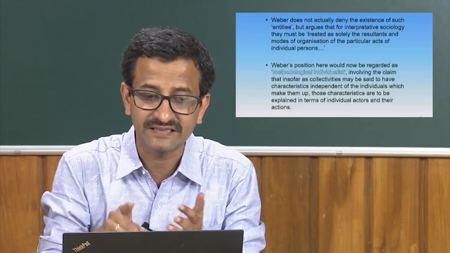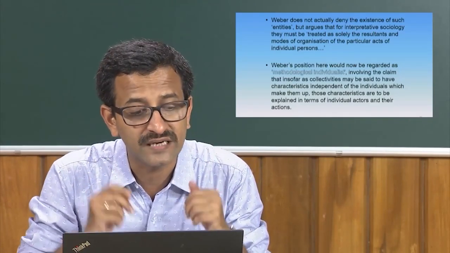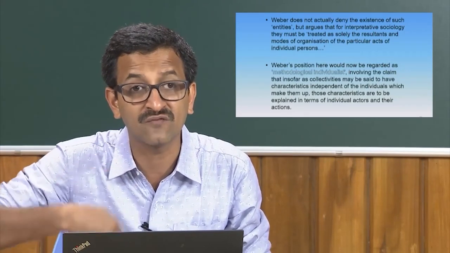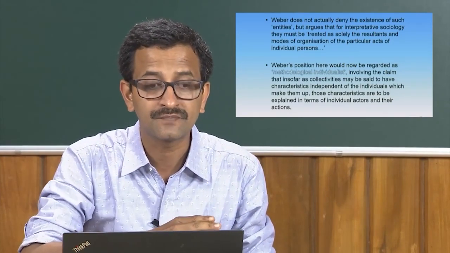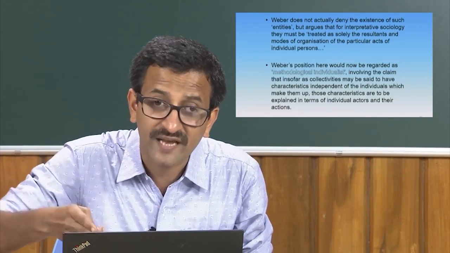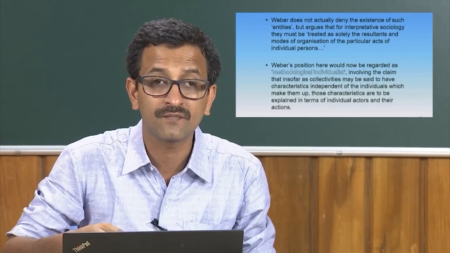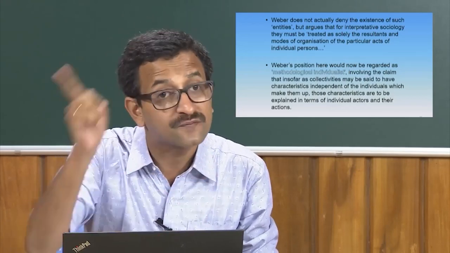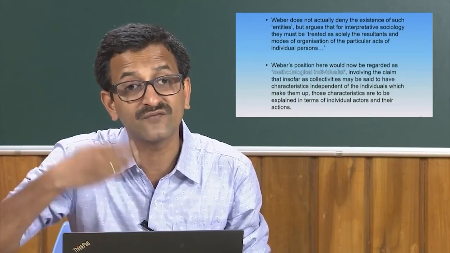Weber does not actually deny the existence of such supra-individual social entities, but argues that for interpretative sociology these supra-individual social entities must be treated as solely the resultants and modes of organization of the particular acts of individual persons. In contradistinction with what Marx said, whatever social change that we witness is because of the changes in the modes of production by collective social action, not individual persons for Marx, but for Weber it is the resultant and mode of organization of the particular acts of individual persons.